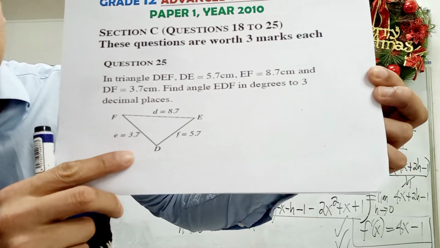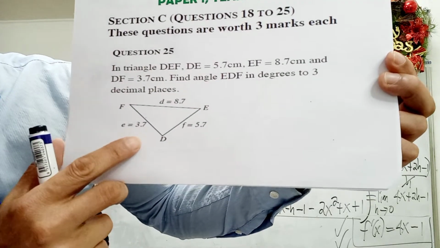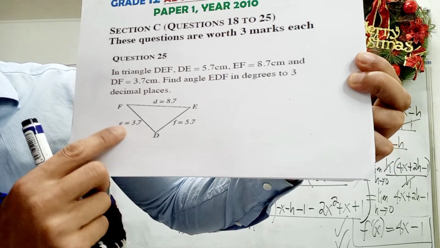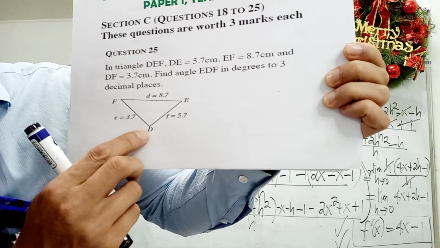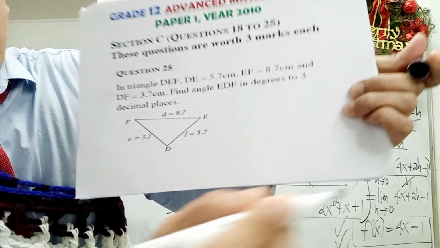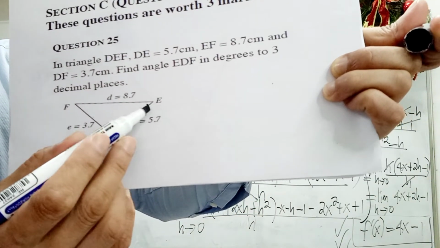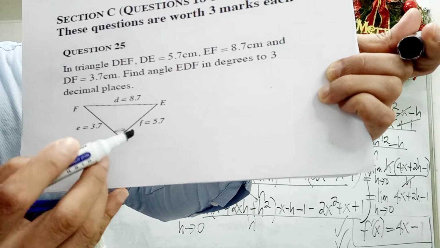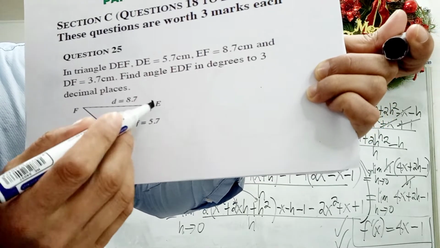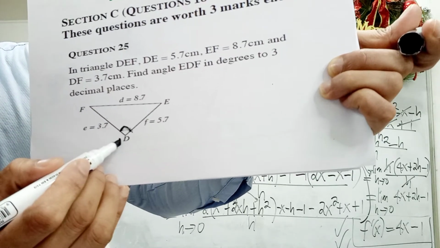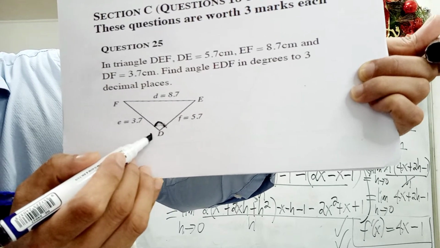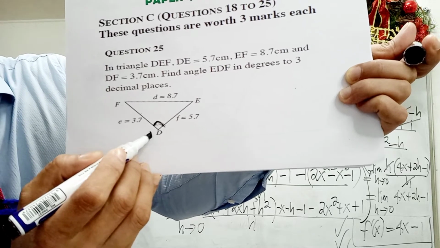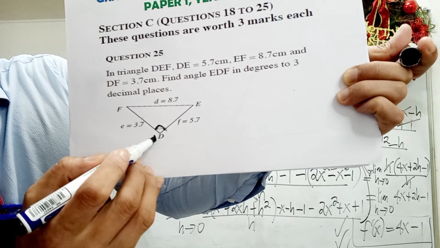So this is the given diagram of the triangle. The 3 sides of the triangle are already given. So you are asked to find the angle EDF. When you say EDF, the middle letter is the angle that is being asked. So that is the angle D. In other words, for short, you are going to find the value of angle D.